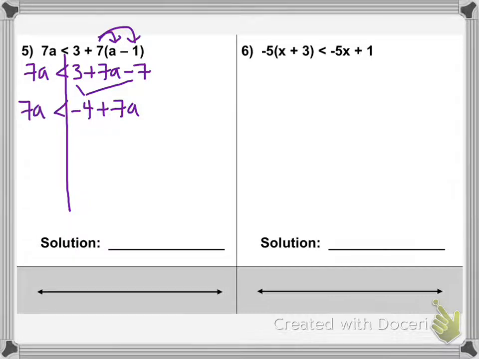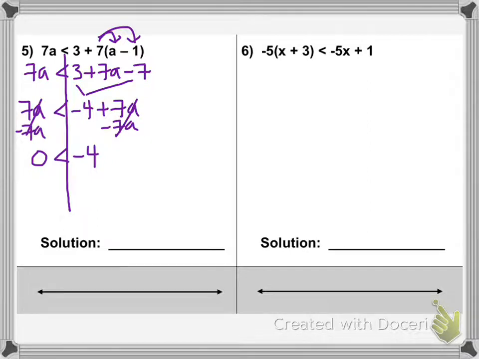Now we want to get all our variable terms to the same side. Let's move them to the left. To move that 7a on the right to the left, we're going to subtract 7a on both sides. 7a minus 7a is 0. 7a minus 7a is 0. So I've got 0 on the left is less than negative 4.